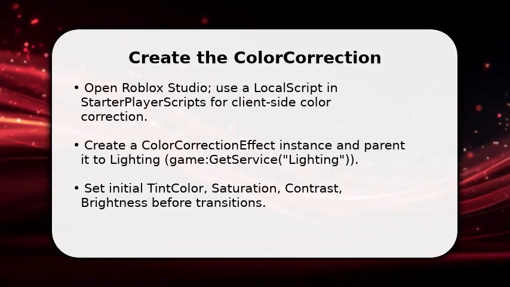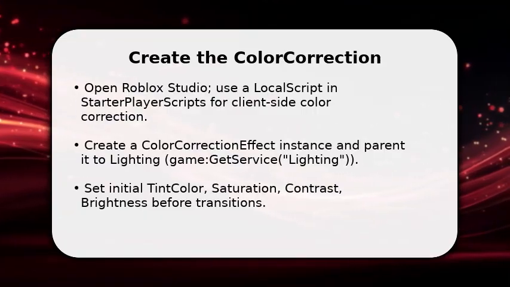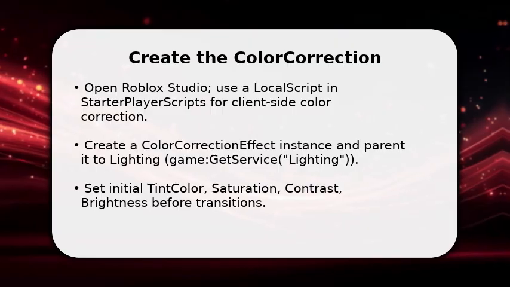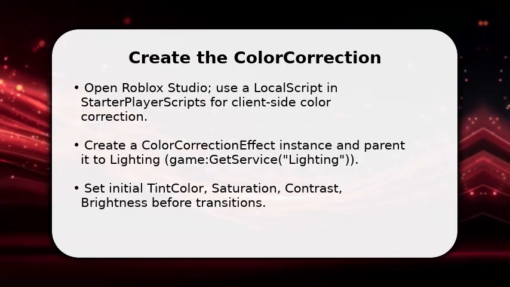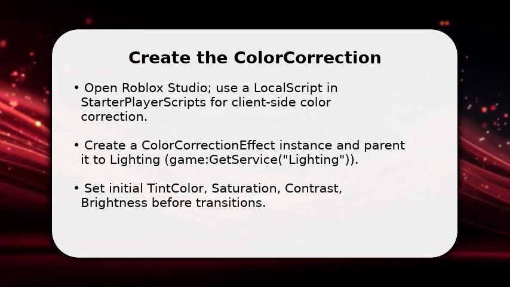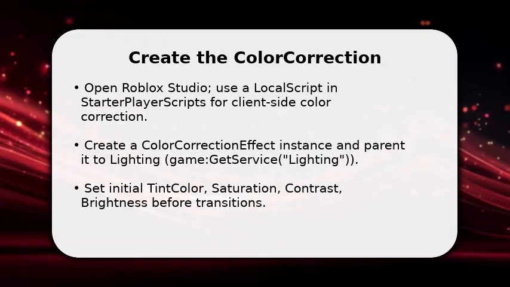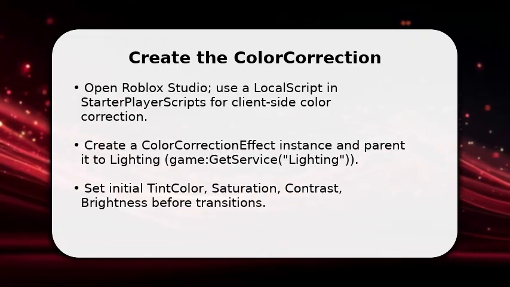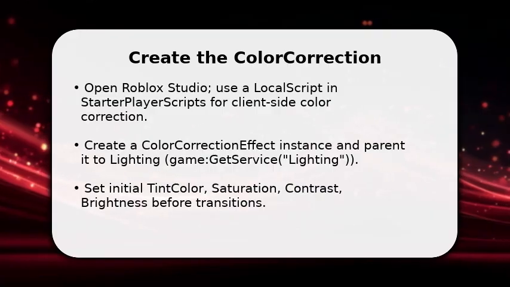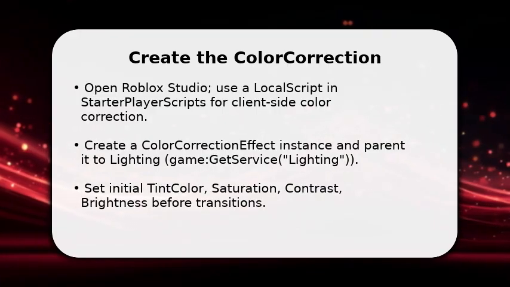You start by making the effect at runtime so it's per player and editable. Create a local script in StarterPlayerScripts, then instantiate a ColorCorrection effect and parent it to game:GetService("Lighting"). Once done, set TintColor with Color3.fromRGB, then choose a baseline saturation, contrast, and brightness. This prevents server-side overrides and lets you tweak visuals live.